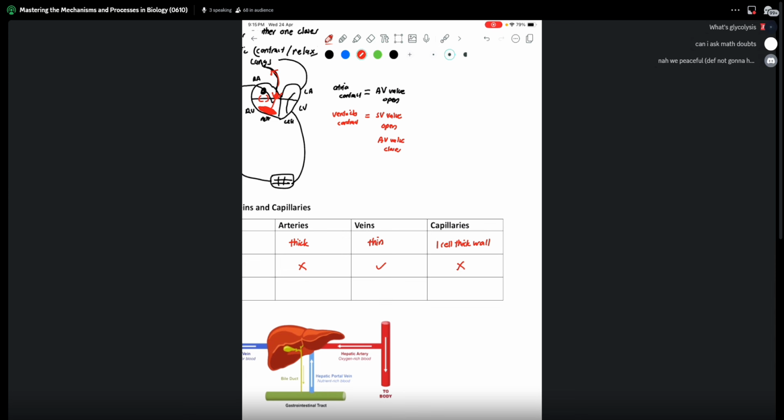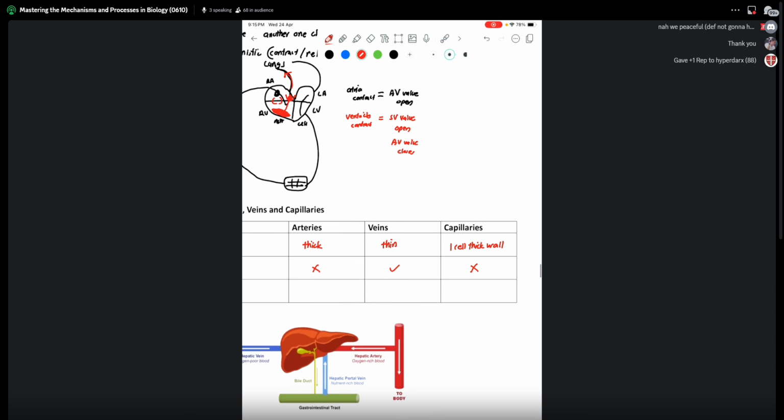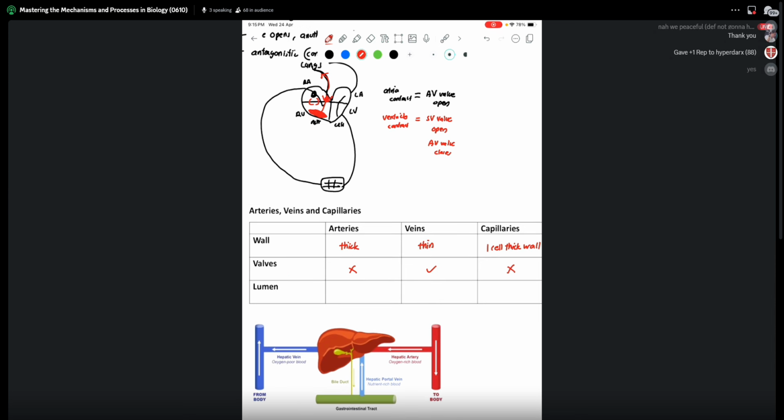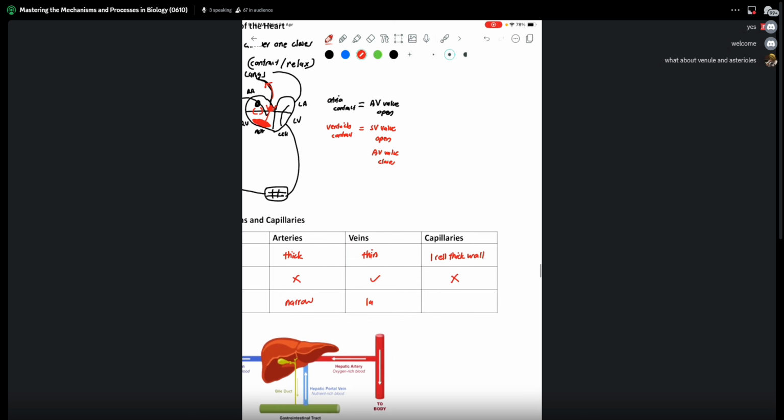Capillaries have no valves. For the lumen, the arteries have a narrow lumen. The veins have a large lumen, and the capillaries have an extremely narrow lumen. It's the smallest lumen.